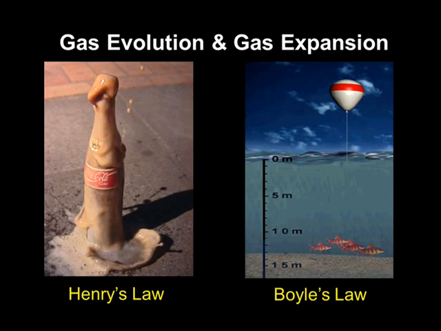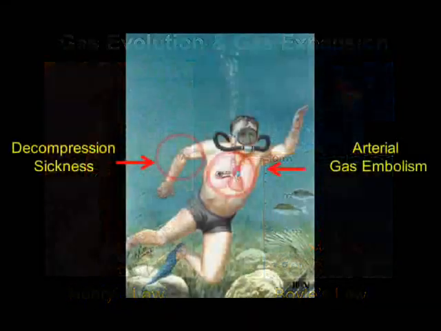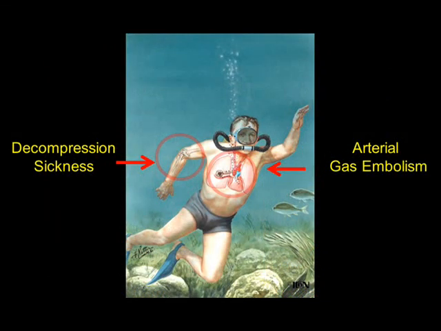Secondly, we have the Boyle's law related effect, where an enclosed gas will expand under the influence of a reducing ambient pressure, and in the case of pulmonary tissues, may result in lung overpressure injury. Based on these two mechanisms, there are two clinical categories or clinical conditions that have respectively been called decompression sickness and arterial gas embolism.